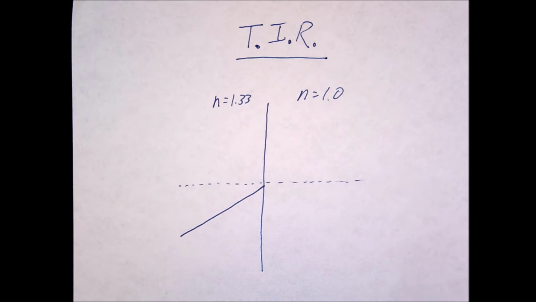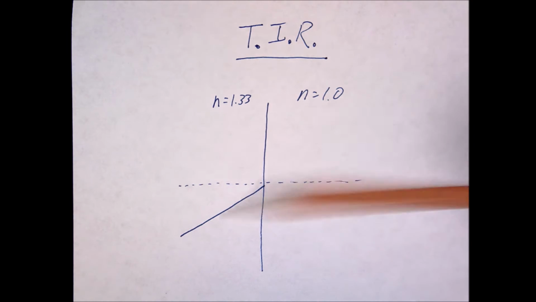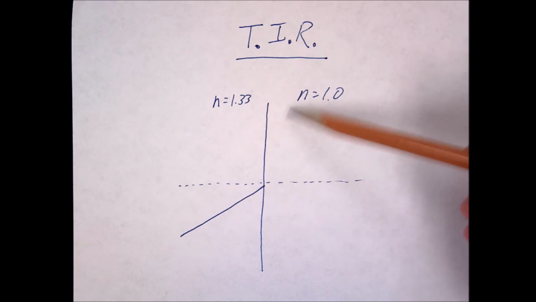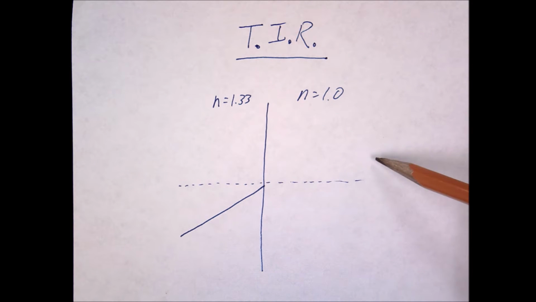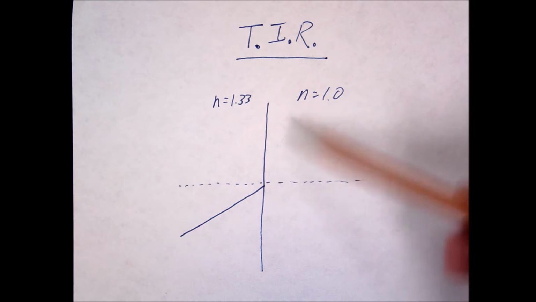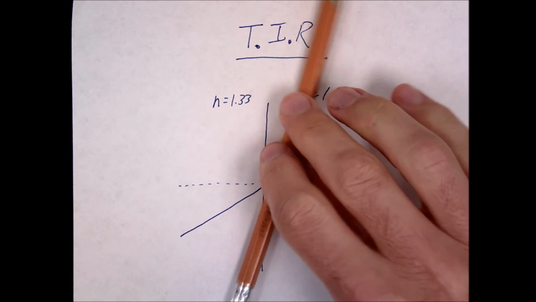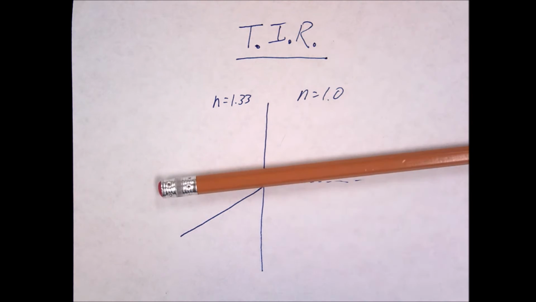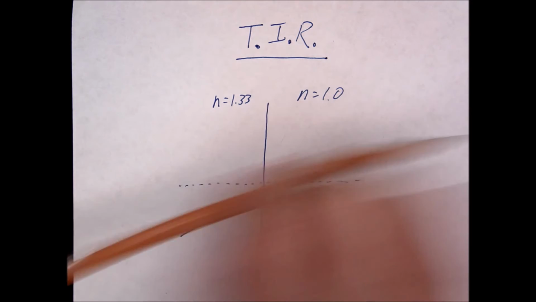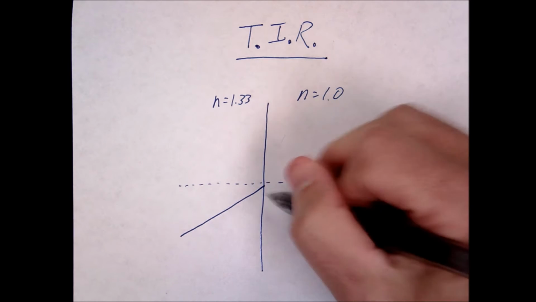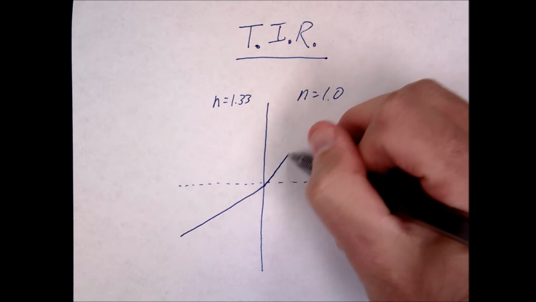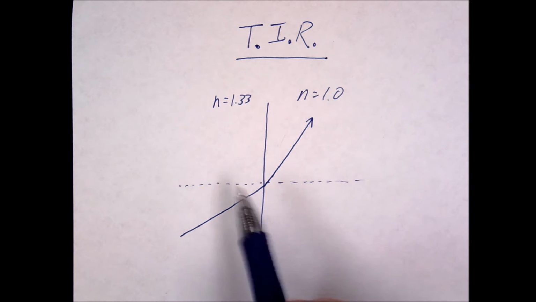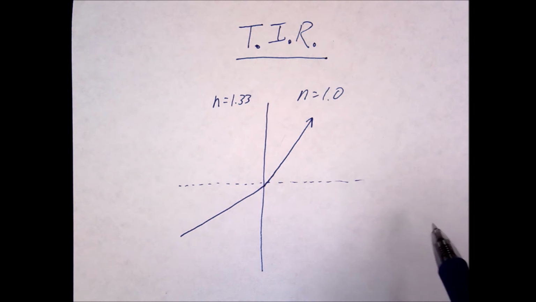Okay, so you really have two main choices, right? It's either going to go A or B. Which one is it going to be? A. Okay, so it's going to go in the A. So remember, when we go from a high index to a small index, the angle increases. We bend away from the normal.